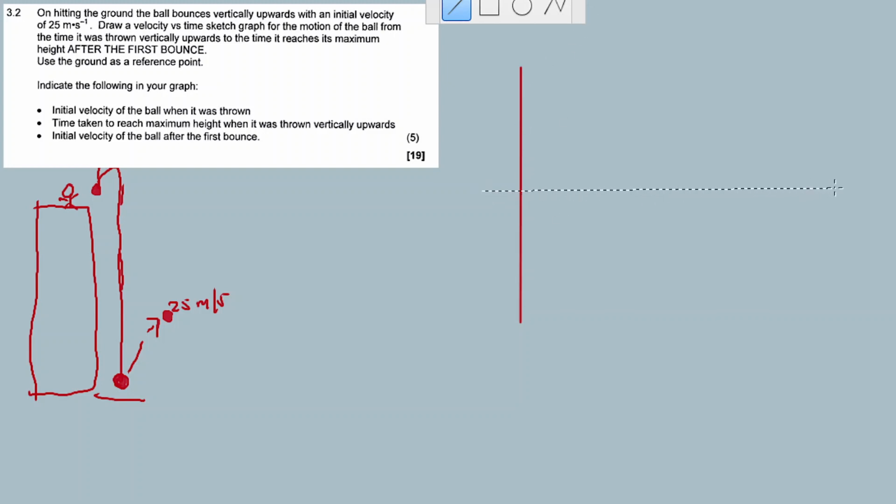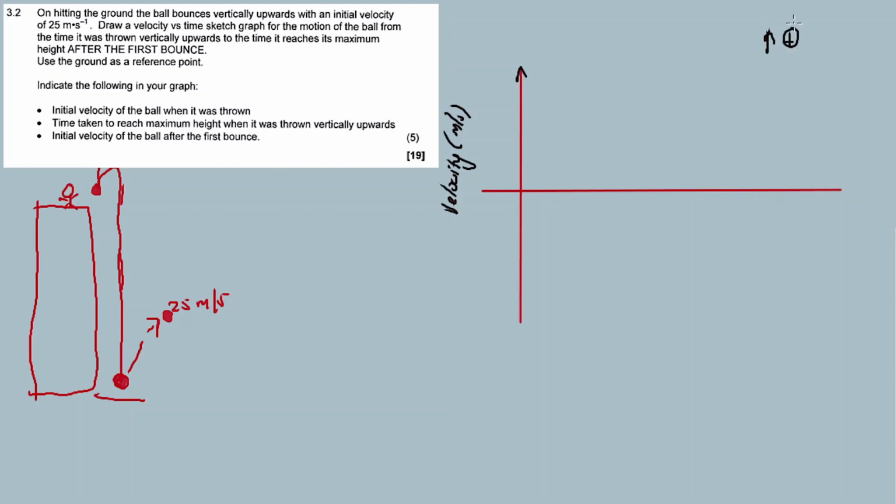Alright, let me get a black pen. Now here we have velocity in meters per second, and as all along I chose up as positive. Now on this sketch you need to choose a direction. I'm still sticking to it, choosing upward as positive.